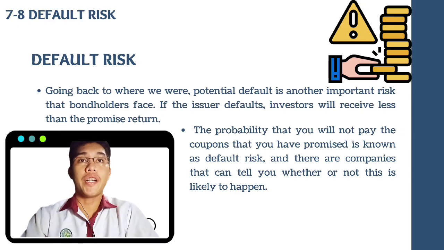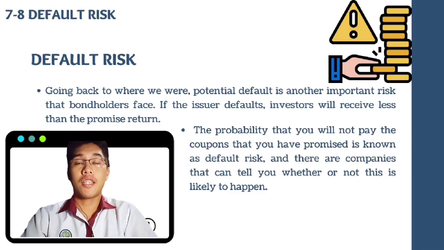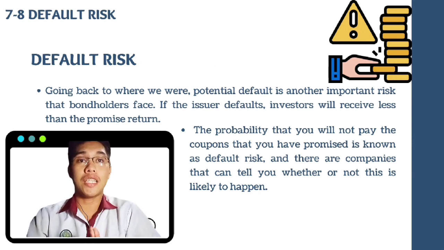Going back to where we were, potential default is another important risk that bondholders face. If the issuer defaults, investors will receive less than the promised return. The probability that you will not pay the coupons that you have promised is known as default risk, and there are companies that can tell you whether or not this is likely to happen. That is precisely what rating agencies do.